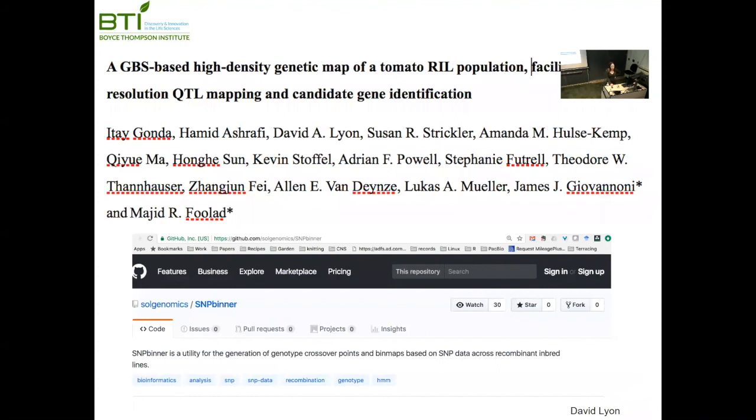So far, we've only used it on RILs, but I believe that Itai has been testing it out on an F2 population, actually the F2 population from the Habrokaites project that I talked about. So if you're interested in using it on F2, we can touch base with him and see how it's working for that.